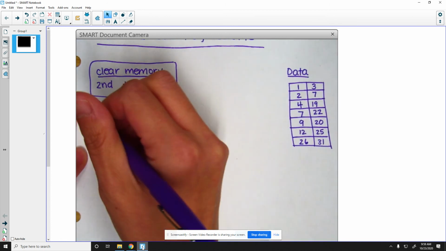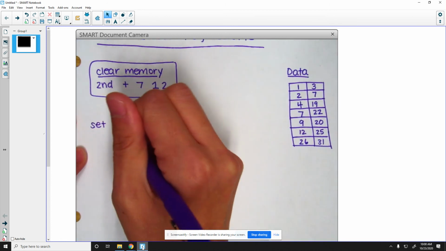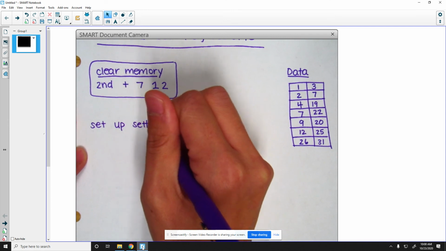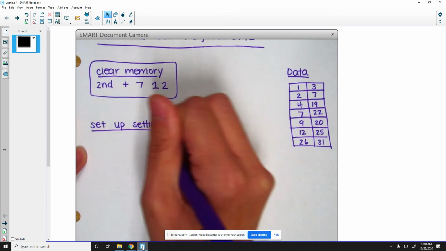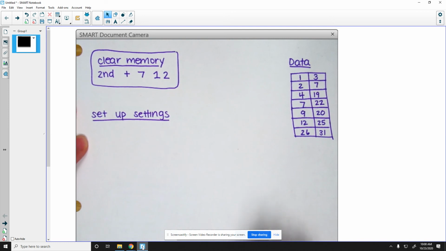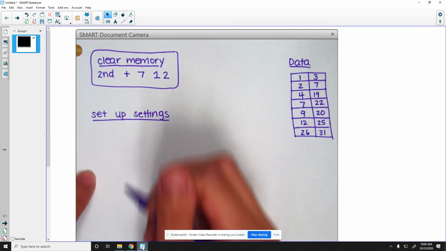So how do we do this? The first thing you have to do is you have to set up your settings. Set up your settings. If that's not redundant, I don't know what is. Set up your settings. So the way that you set up your settings is you have to hit second.